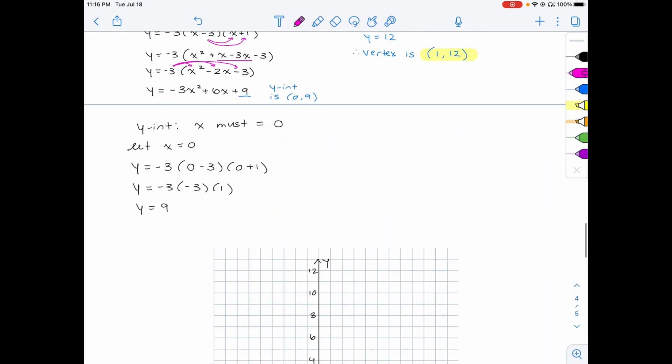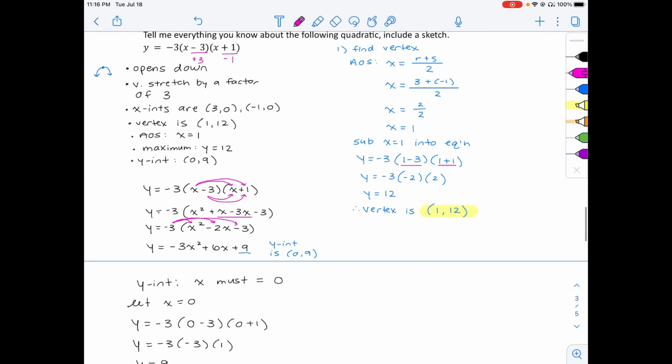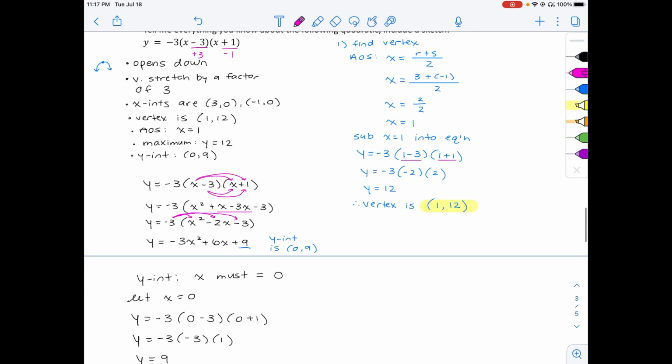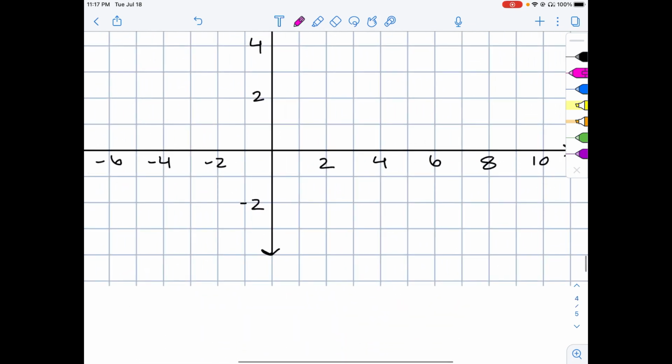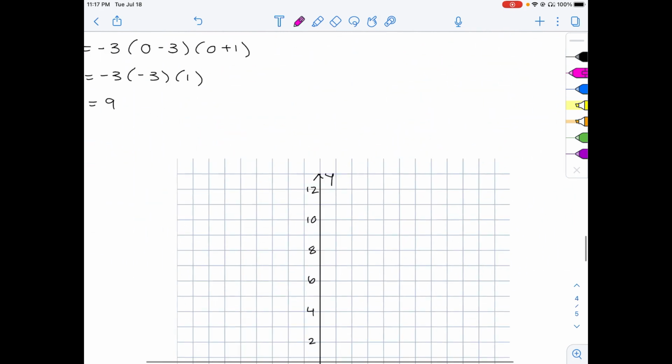So the first thing I said is that it's opening down. Okay, there's a vertical stretch by a factor of 3. That's not really going to help me to plot anything yet. I'm going to plot the points that I know first. So I know my x-intercepts are (3, 0) and (-1, 0). Okay, so (3, 0) is right here. (-1, 0) is right here. Okay, so I can plot those points.